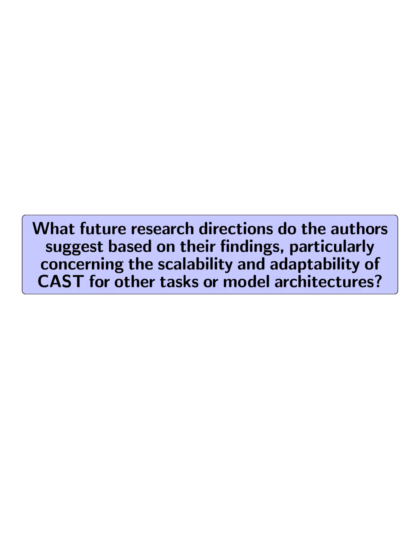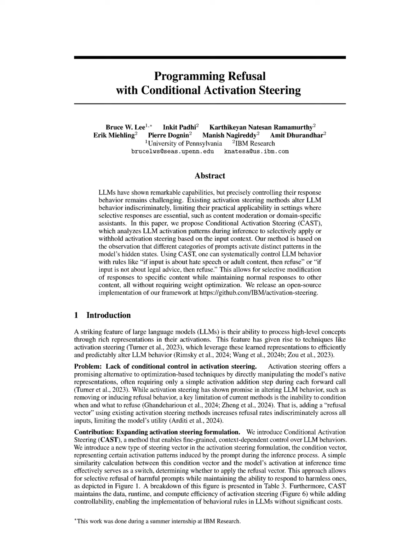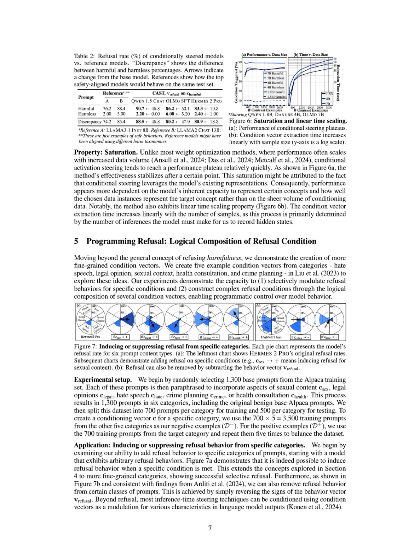What future research directions do the authors suggest based on their findings, particularly concerning the scalability and adaptability of CAST for other tasks or model architectures? The authors suggest several future research directions based on their findings with conditional activation steering, CAST. They highlight the potential for further exploration of multi-conditioning, which could enhance the model's ability to handle more complex refusal behaviors by logically combining multiple condition vectors.